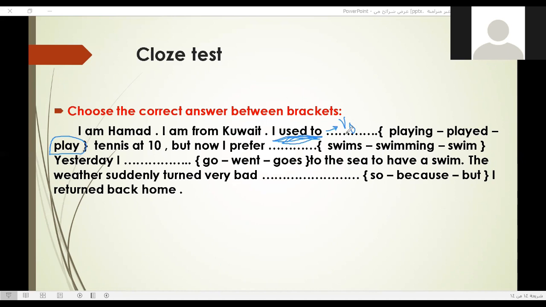But now I prefer swimming. Why did you choose swimming? Because after prefer, we use the ing verb. Thanks. We use gerund after prefer, like, and enjoy. Next. Yesterday I went to the sea to have a swim. It's very clear. Thank you very much. Go on. The weather suddenly turned very bad, so I returned back home. We have a result, so we will use so. Thank you very, very much, Ahmad.